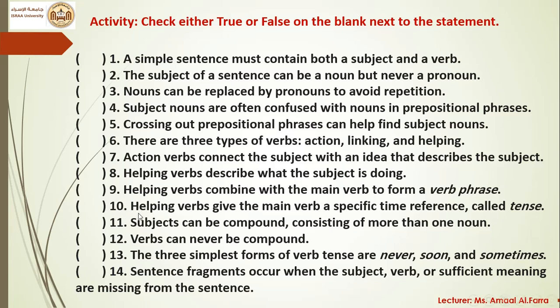10. Helping verbs give the main verb a specific time reference called tense. 11. Subjects can be compound, consisting of more than one noun. 12. Verbs can never be compound. 13. The 3 simplest forms of verb tense are never, soon, and sometimes. 14. Sentence fragments occur when the subject, verb, or sufficient meaning are missing from the sentence.